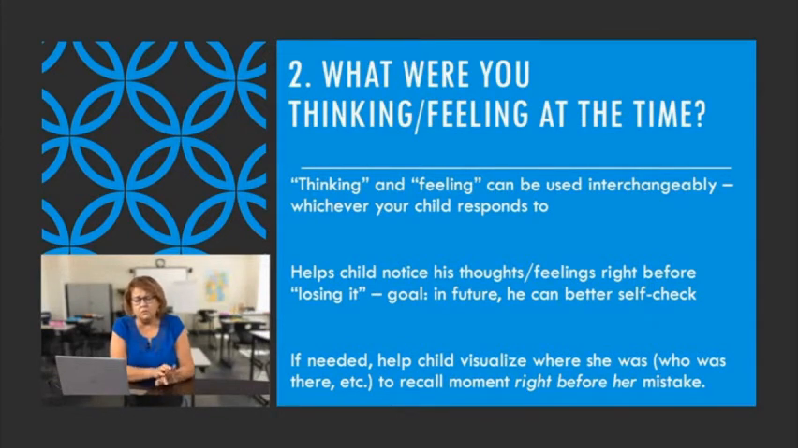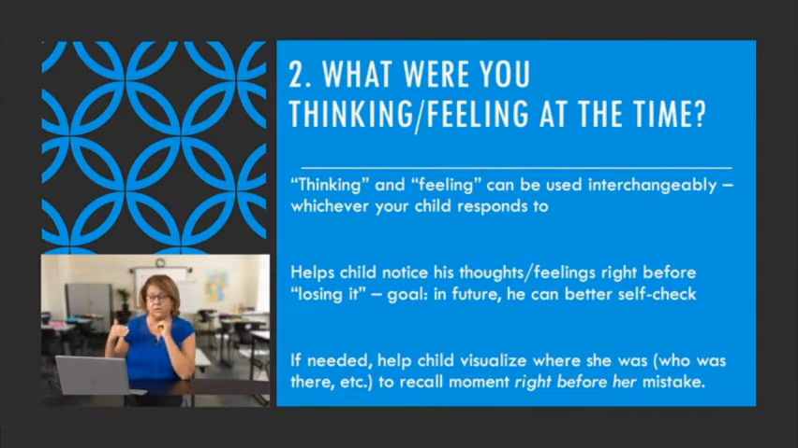Also, your goal here with question number 2 is to help your child begin to recognize what he or she is thinking and feeling, maybe even like sweaty palms, rapid heart rate, I don't know, right before they make a bad choice. What are they thinking or feeling right before? So that in the future, they might notice, oh, I'm starting to lose it, right?